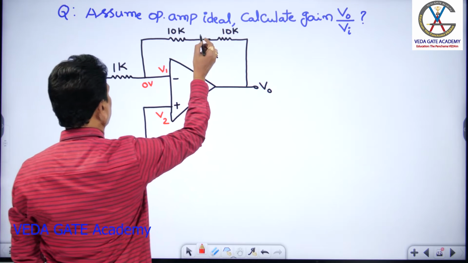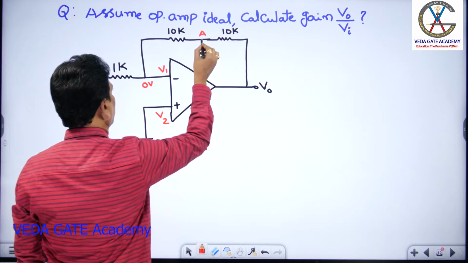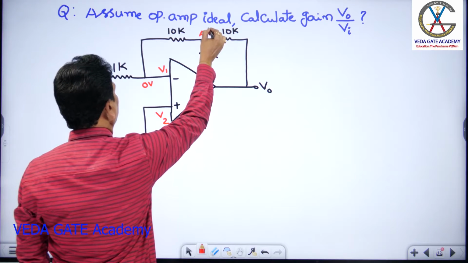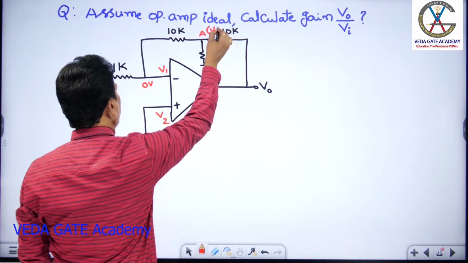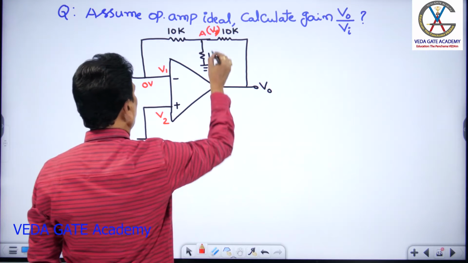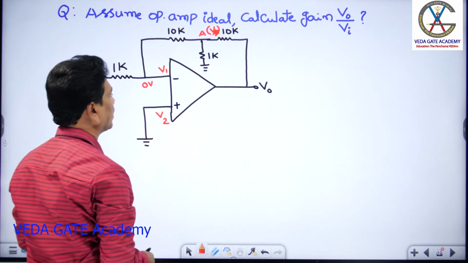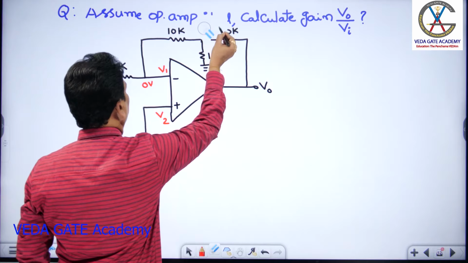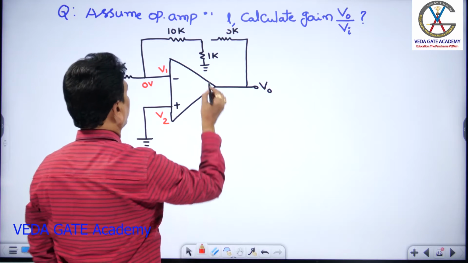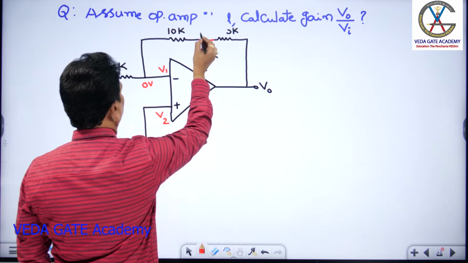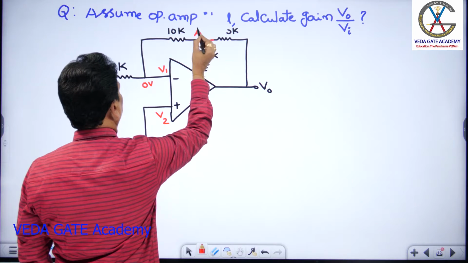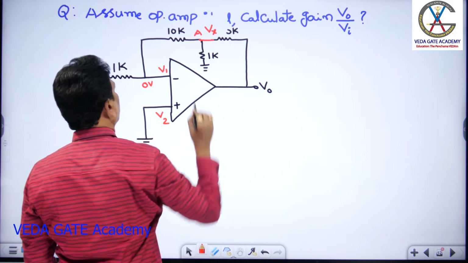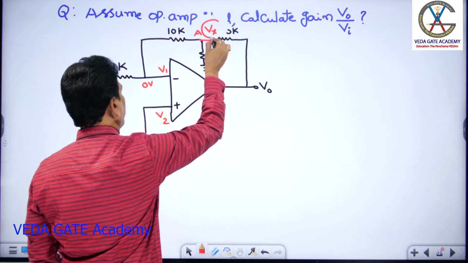This one I consider as some node A, and the voltage at that node A I call Vx. So Vx is the node voltage. This is the node A, and the node voltage I call Vx.